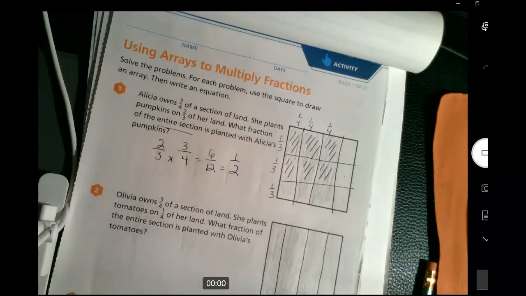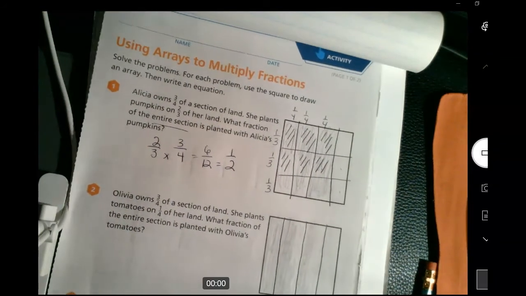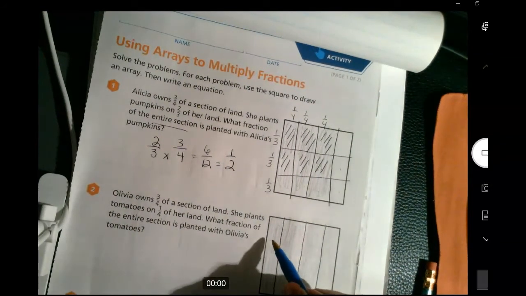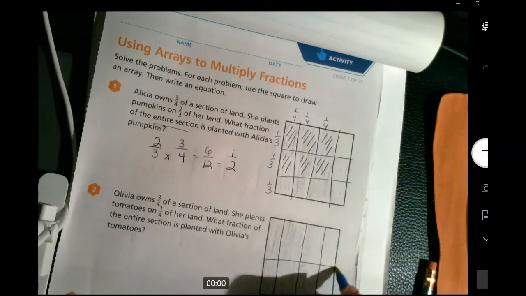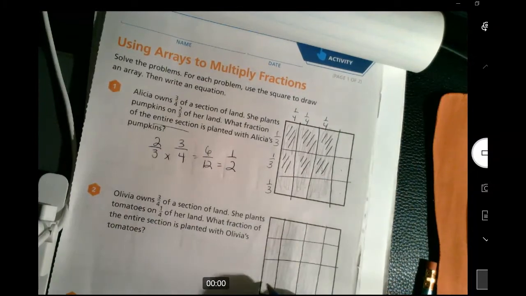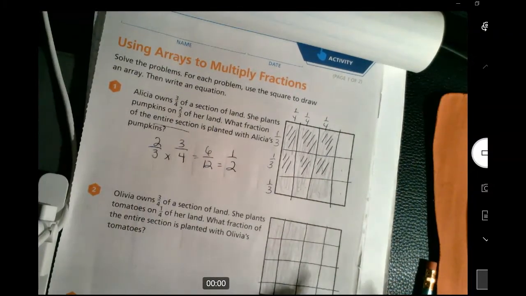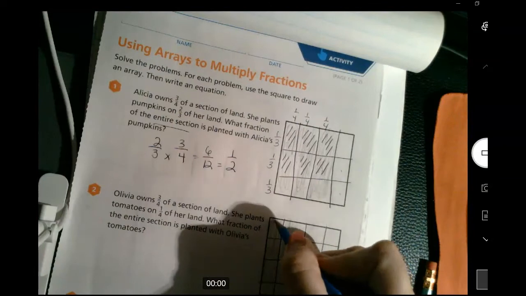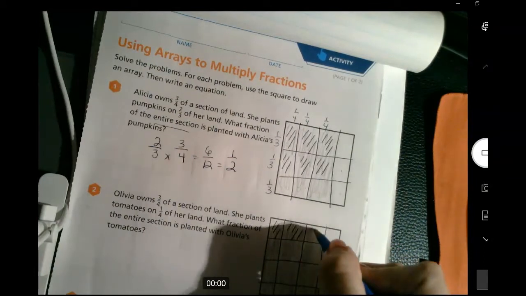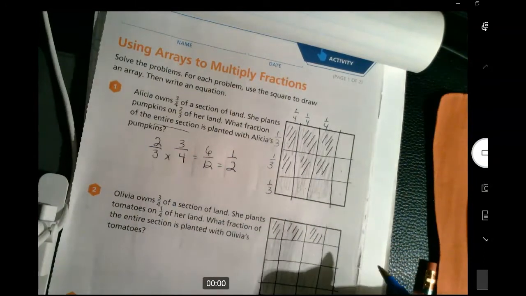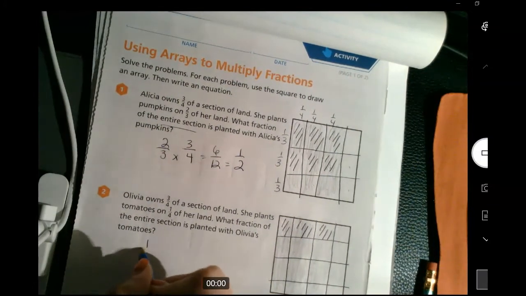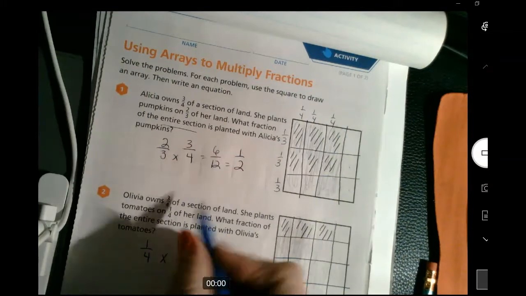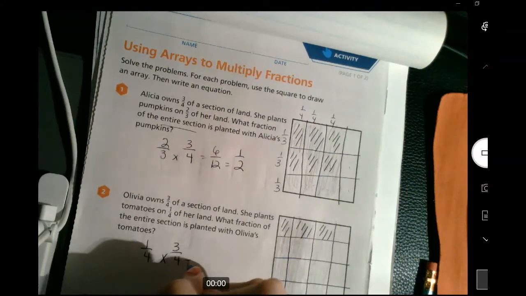Now she's getting ready to plant tomatoes. My favorite. I love garden tomatoes. And she's going to cut her rows in the garden horizontally. So if she's planting 1/4, I'm also going to cut into fourths. And this one would be 1/4. So this would be the part of her land that's planted in tomatoes. Let's go back to our equation. We want to know what is 1/4 of 3/4.